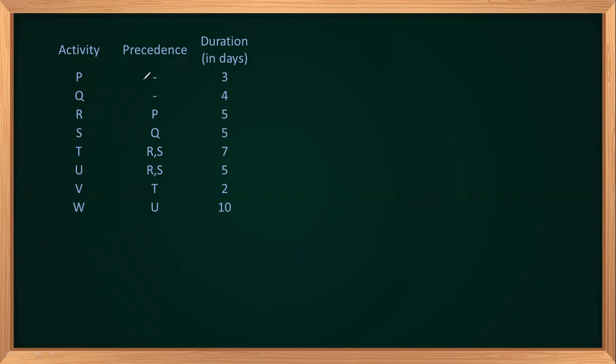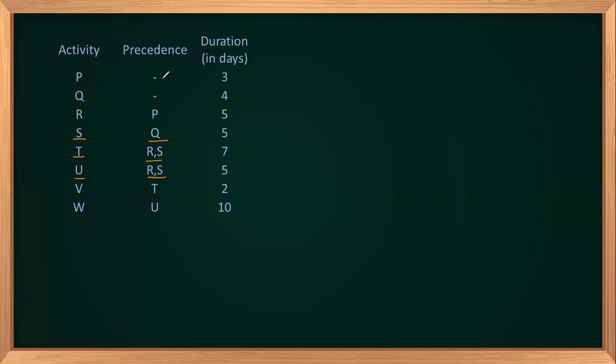So for this problem which is given, let's find out how we can create this network. The precedence relation is given, which means what is the preceding activity to this one. Suppose take the case of S. S's preceding activity is Q, which means that S can be started only after the completion of Q, and R can be started only after the completion of P. And for activity T to happen, R and S have to be finished. Similarly for U, R and S have to be finished, right? So R is a successor of P, S is a successor of Q, T is a successor of R and S, like that.